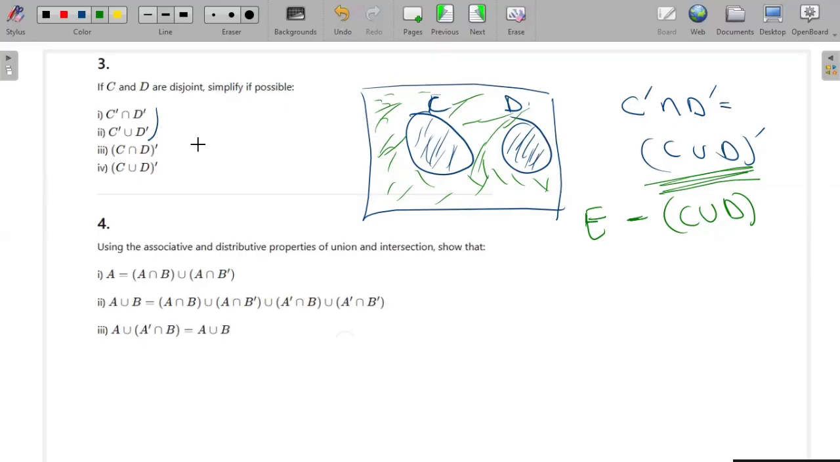Looking at the next one, you have C complement union D complement. This could be written as C intersect D, then the complement.